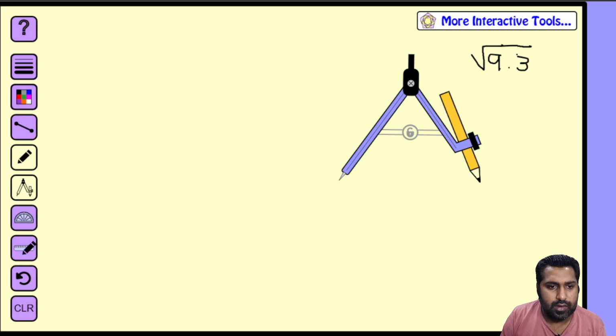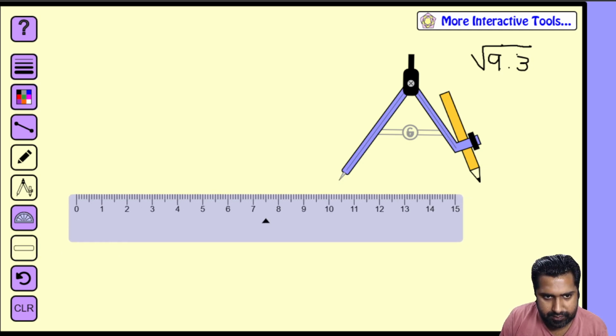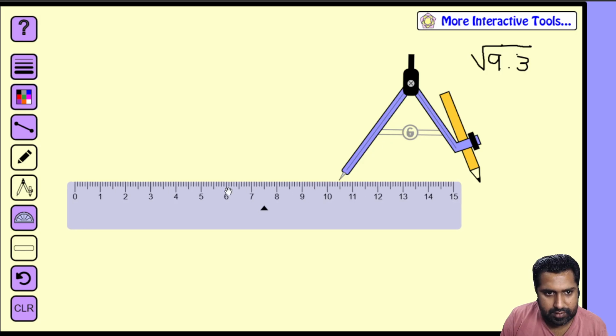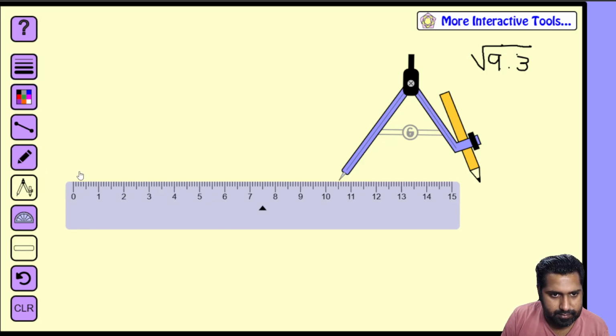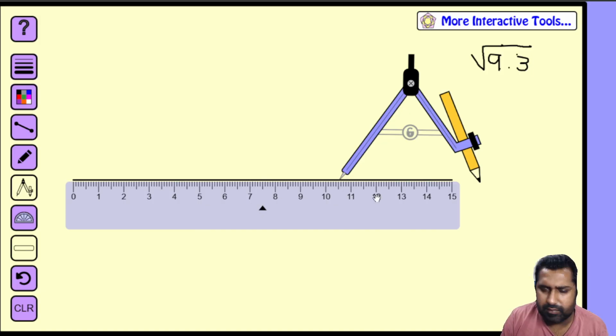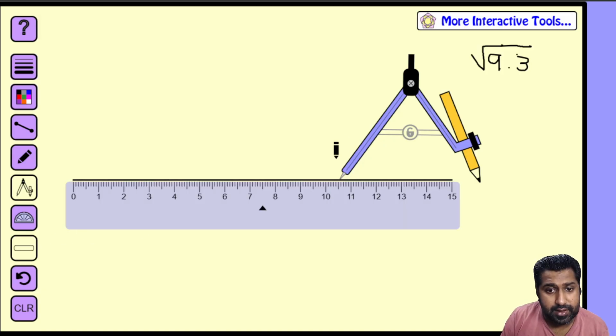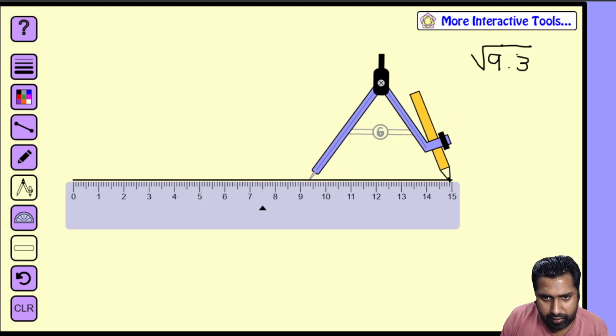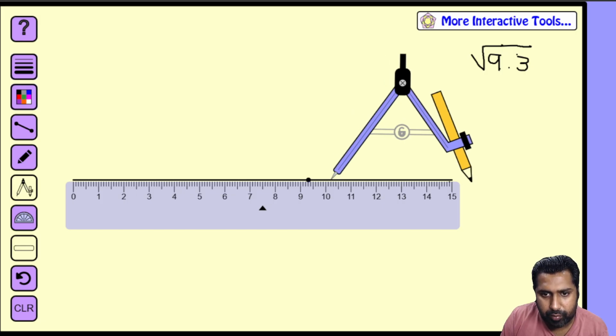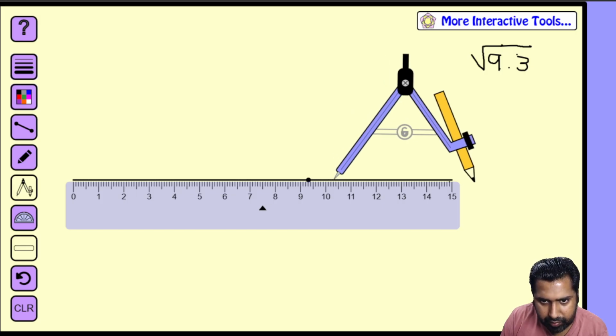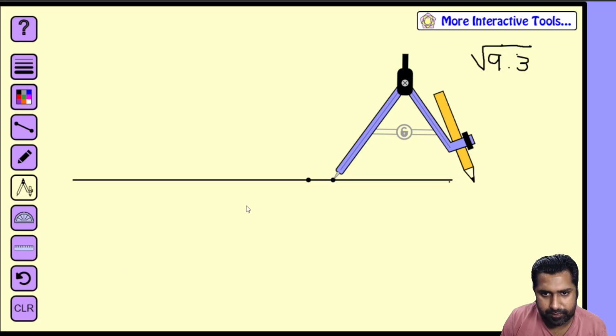Okay, let's draw the number line first of all. So the number line, and we need the scale. First of all, mark a point of 9.3. Okay, so that's my 9.3, and then 1 centimeter more than 9.3, that means 10.3. These 2 points need to be marked. Okay, scale work is done.